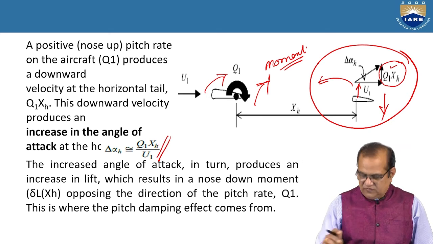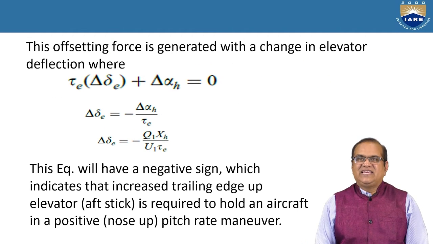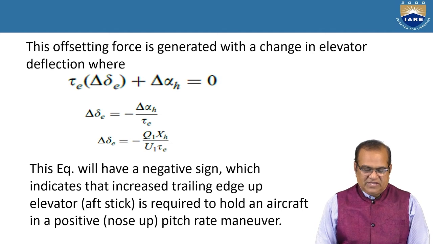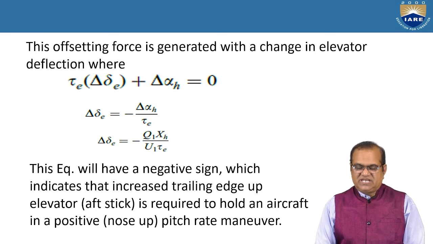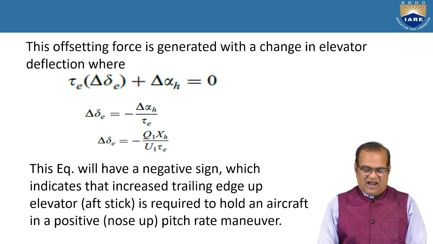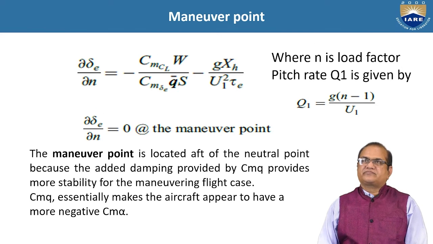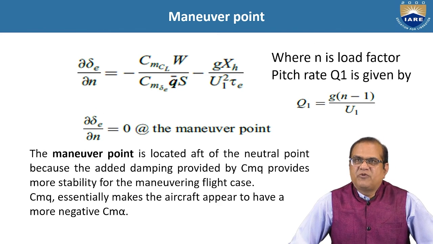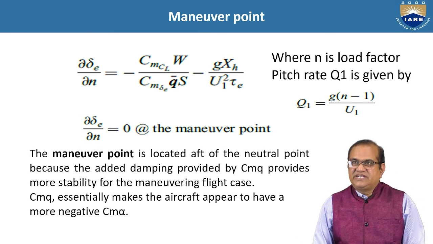So from here we have taken this equation and we have put here that delta E is equal to minus Q1 lH by U1 tau E. This equation will have a negative sign which indicates that increased trailing edge up elevator, or aft stick, is required to hold an aircraft in a positive nose up pitch rate maneuver. Now, the very important point is the maneuvering point, which this lecture is intended for.